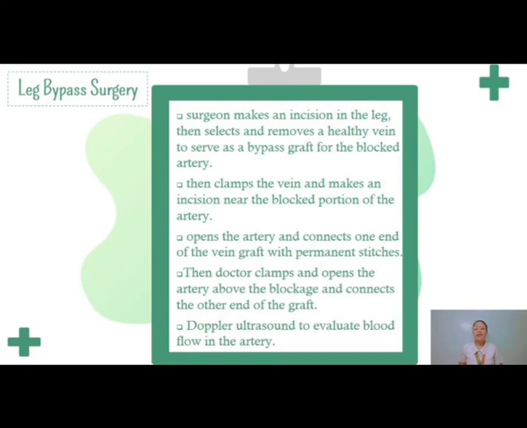Next, the surgeon clamps the vein and makes an incision near the blocked portion of the artery. He or she opens the artery and connects one end of the vein graft with permanent stitches. Then the doctor clamps and opens the artery above the blockage and connects the other end of the graft.